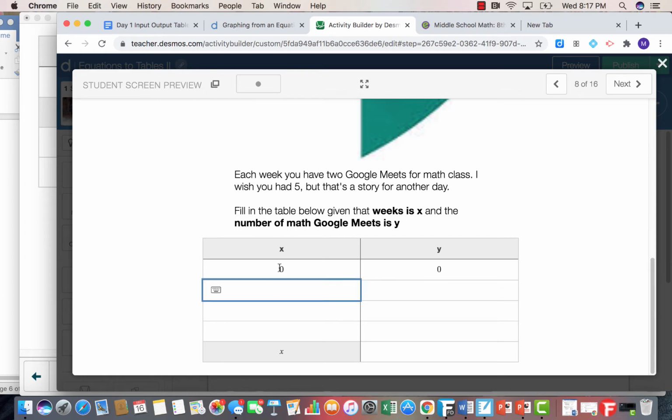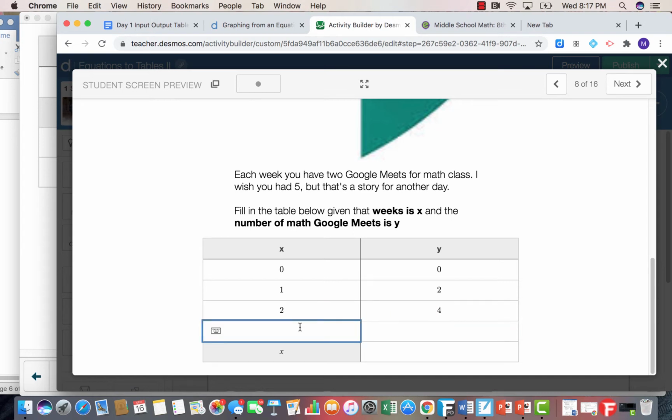And this is when we know this is a proportional relationship. I put down 0, 0. So therefore, we have a proportional relationship. If I have 1 week, there's going to be 2 Google Meets. If I have 2 weeks, there's 4.